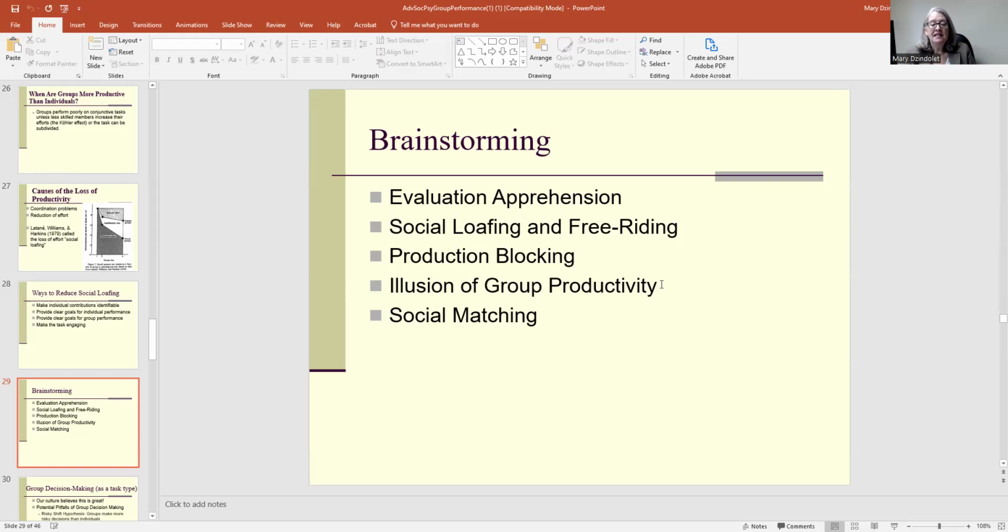And the last idea is social matching. And the social matching idea has gotten a lot of evidence for it. All these have a lot of evidence for them. But the social matching is kind of interesting. It says that when you're in a group and people are generating ideas, we're all going to sort of match to the productivity of the other people in the group. So if someone's coming up with about 5 ideas every 2 minutes or something, then I'm probably going to come up with about 5 every 2 minutes also.